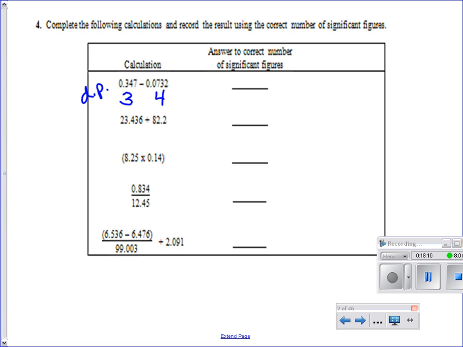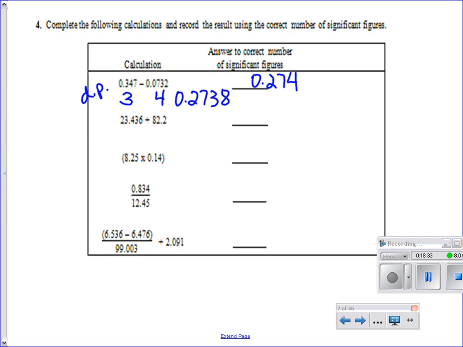So go ahead and put that in your calculator and tell me the total number you get without rounding. 0.2738? Okay, so how many decimal places do I need to round this to? 3. So my actual answer is 0.274. Good.